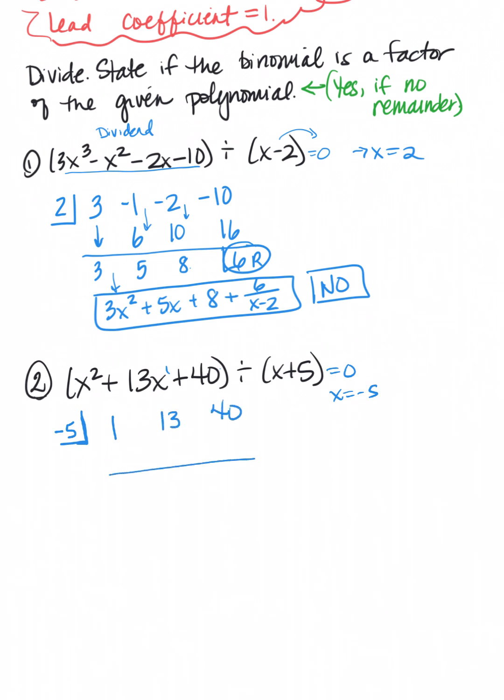All right, give yourself some space. And here we go. So drop that 1 straight down. 1 times -5 is -5. 13 minus 5 is 8. 8 times -5 is -40. This gives me 0, meaning there's no remainder.